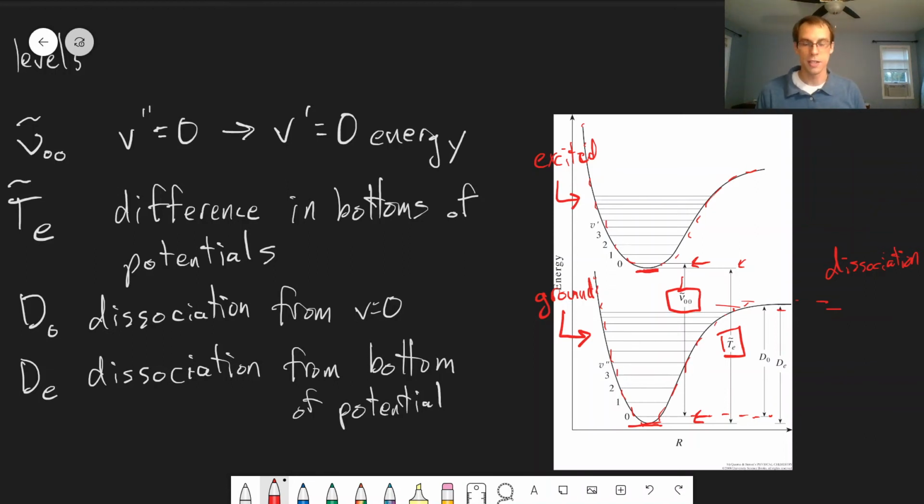So D0 is, again, from the V equals 0 level, where the molecule actually sits. So this is what you would measure if you measured this property, whereas DE is a measurement from the bottom of the potential. So the difference between D0 and DE, if we took DE minus D0, is going to be equal to the zero point energy of our system. So that's the only difference between these two.